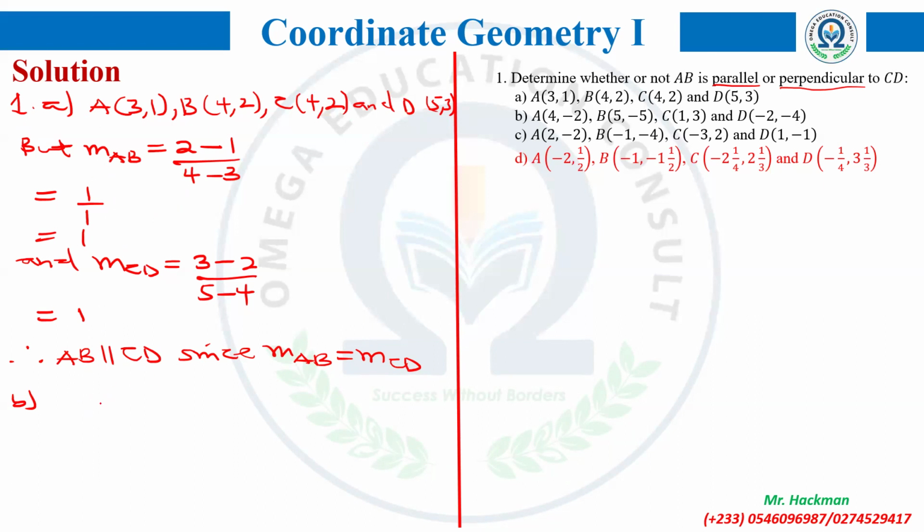So again, I'm going to write my points. A is (2, 4) negative, B will be (5, negative 5), C will be (1, 3), and D is (negative 2, negative 4). All correct.